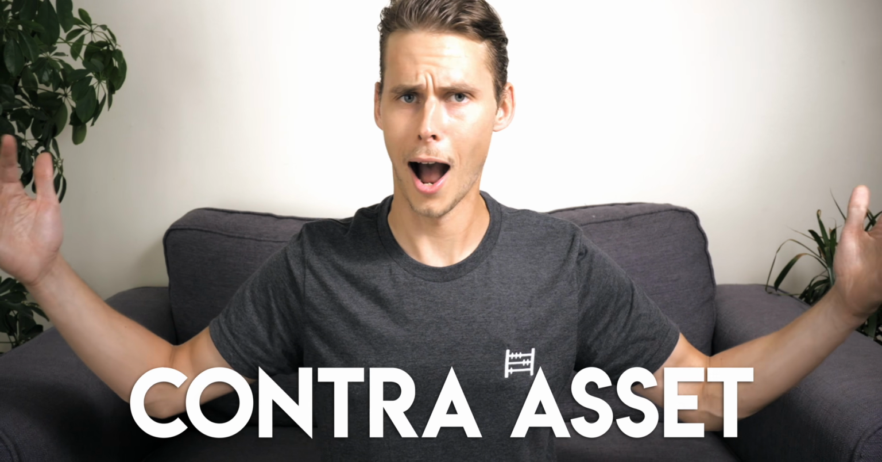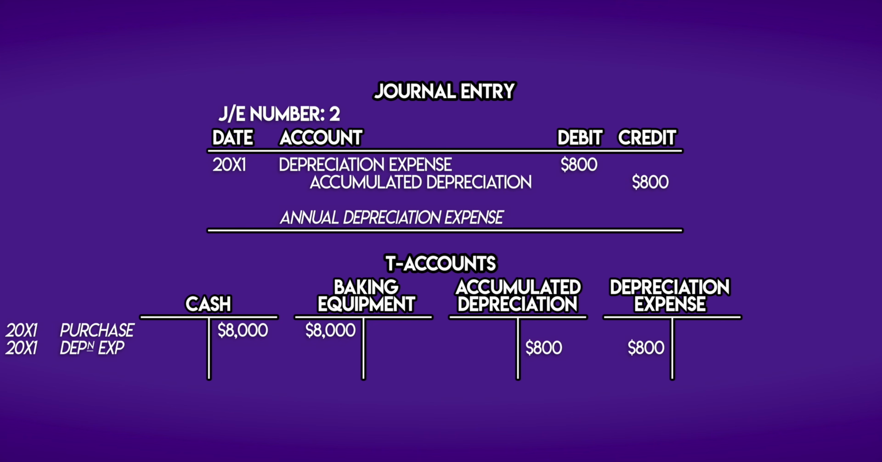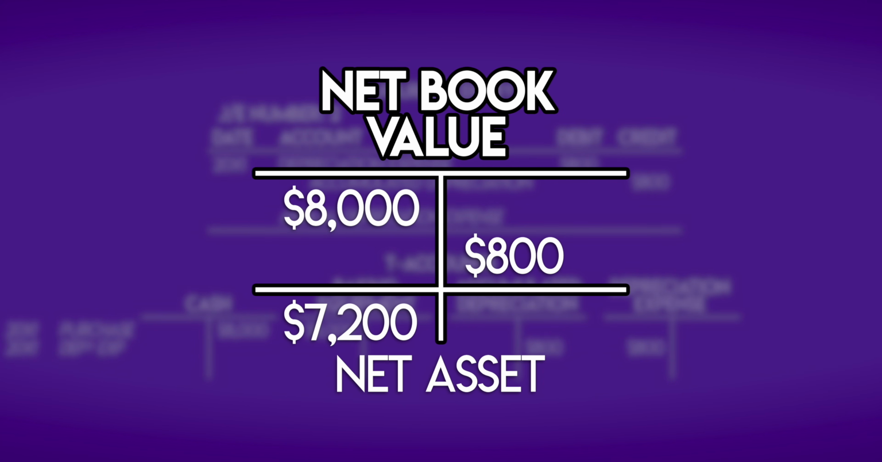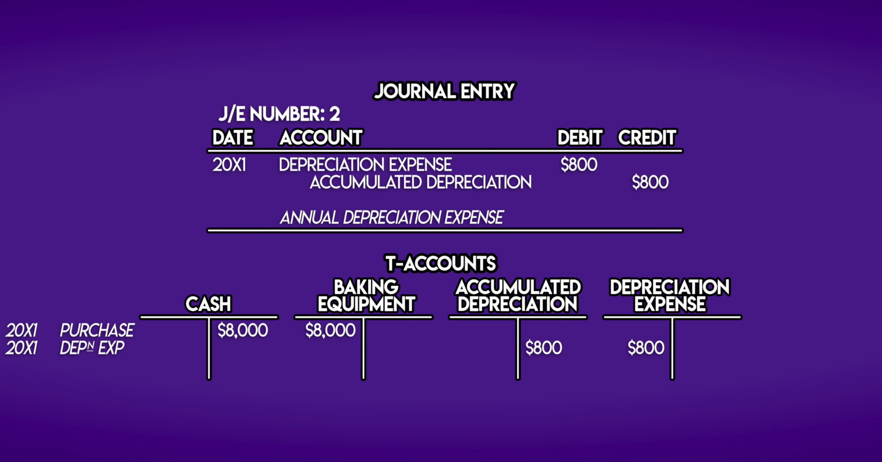If you want to know the book value of your oven, then all you have to do is net these 2 accounts together. $8,000 minus $800, which leaves you with $7,200 in your balance sheet. So in year one, your cash went down by $8,000 and baking equipment went up by $8,000. But later on, this is offset by an $800 increase in accumulated depreciation because you've written off $800 as a depreciation expense to your income statement.